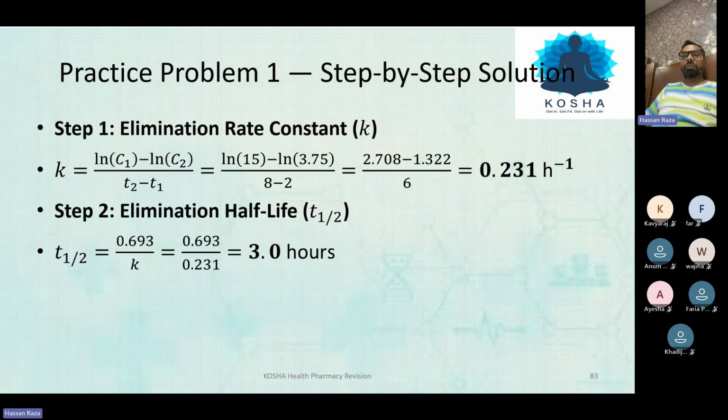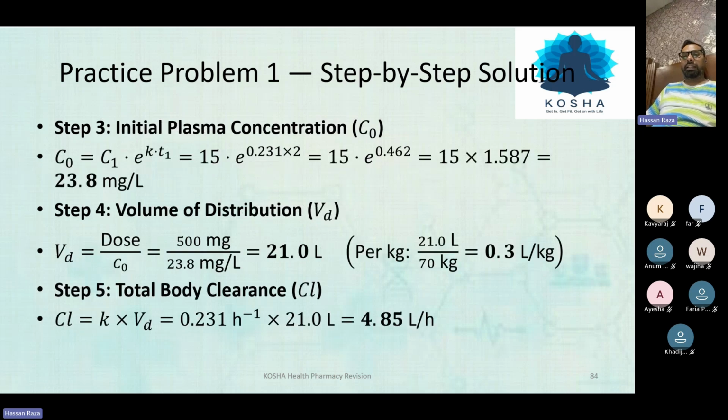So I have told you about elimination rate constant. What you have to do is take the natural log of concentration and divide by the time, and your answer will be in per hour, inverse hours. Okay. And then similarly, if you want to calculate the half life, you just need to divide 0.693 by the elimination rate constant. And I have told you this in previous slides as well. And then we are interested in initial concentration as well.